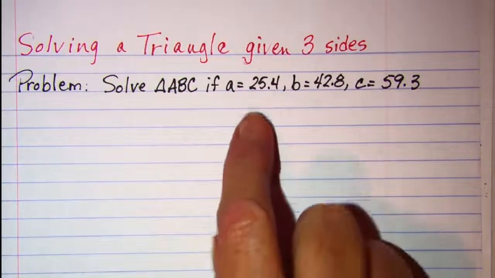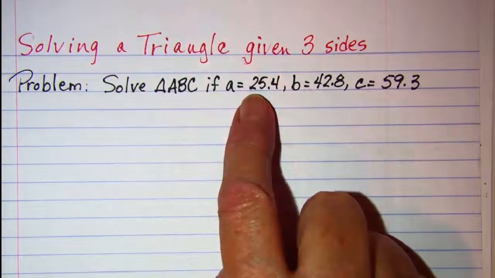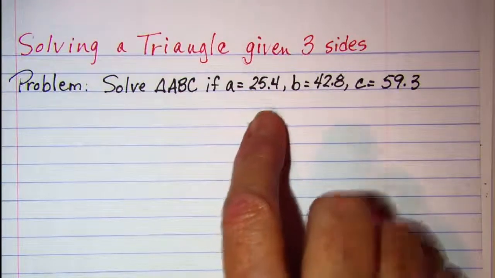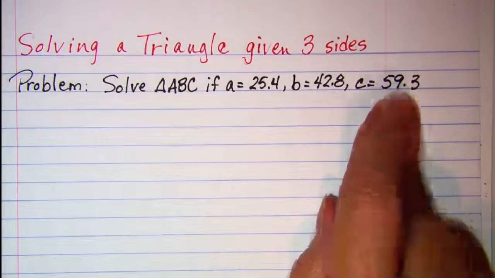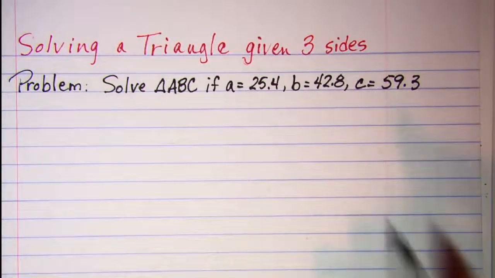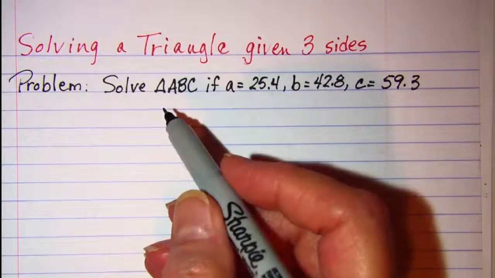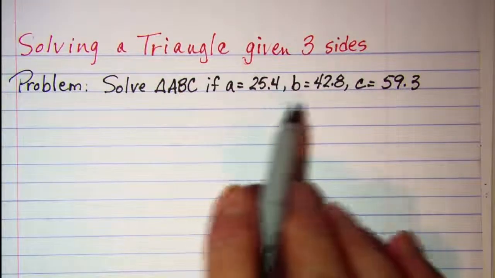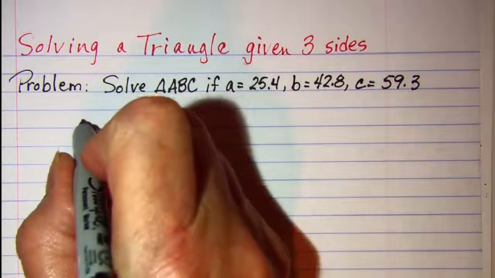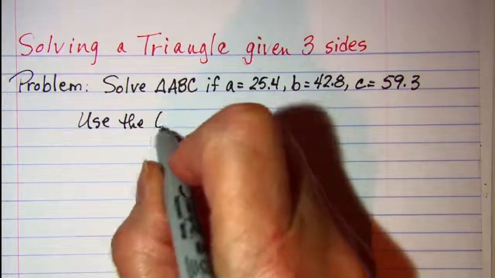Now for the law of sines to work, I need at least one angle and one side that goes with that angle. And I don't have that, so I'm going to have to use the law of cosines. And I found that it's best to solve for the largest angle, since we have to solve for at least one angle. We'll use the law of cosines.